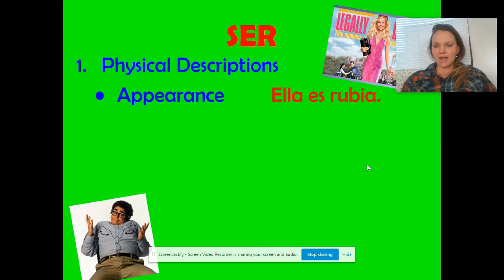So, for example, ella es rubia. Write down this example to yourself. You can switch it up if you want to. You can write ella es morena, ella es whatever. Ella tiene pelo negro. Ella es pelirroja. So for a physical description, you need some kind of an example in your notes.